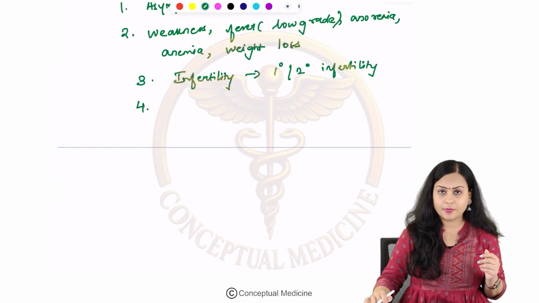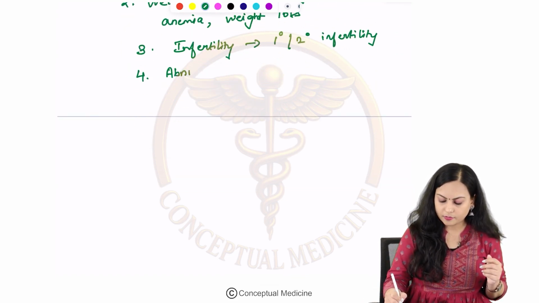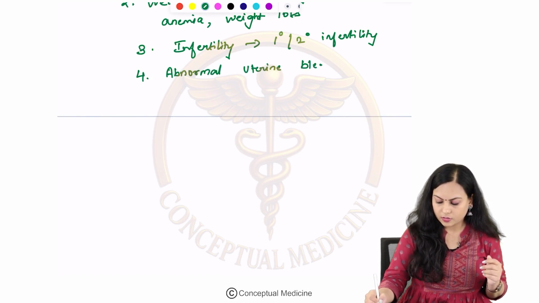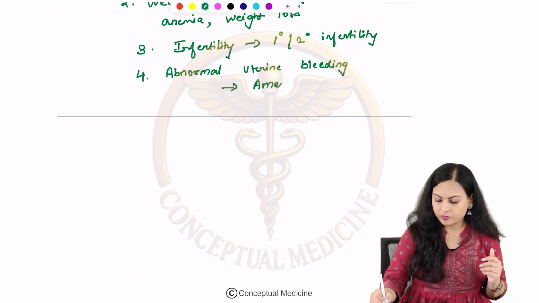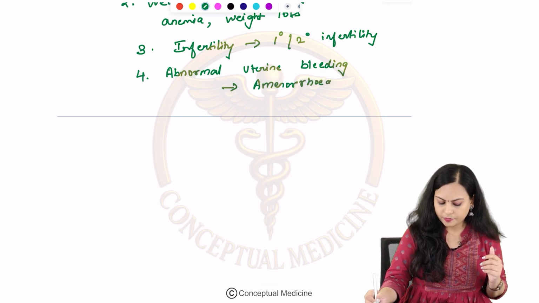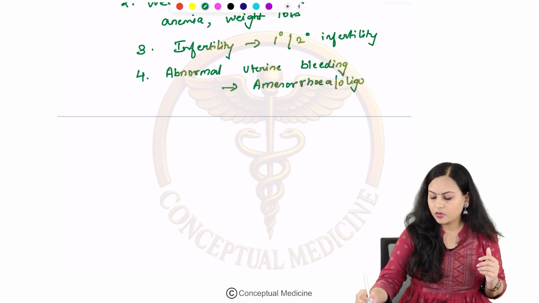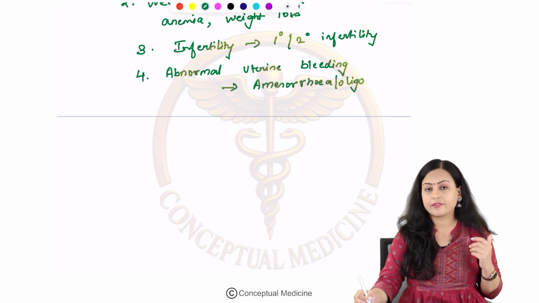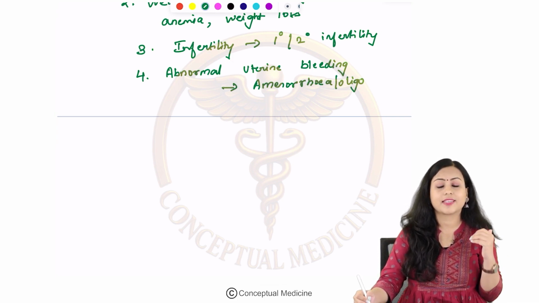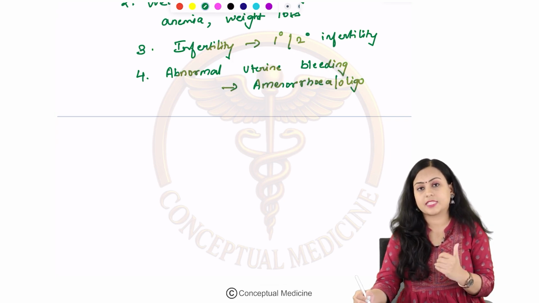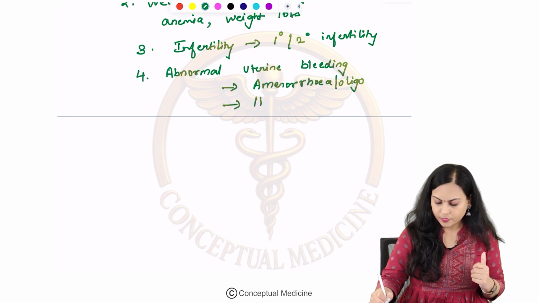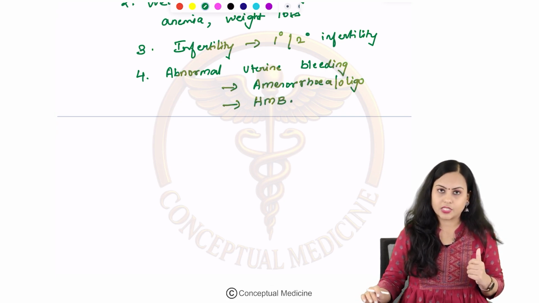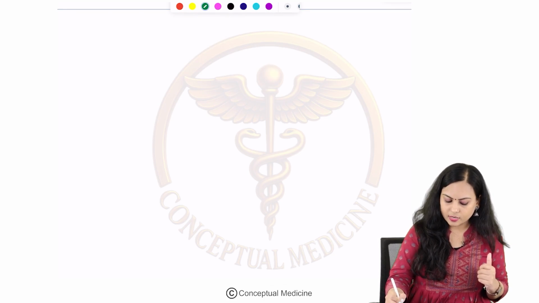And they can even present with abnormal uterine bleeding, there can be amenorrhea or oligomenorrhea, because already we have seen there can be Asherman syndrome, synechiae formation. In that, the most common presenting complaint is amenorrhea or hypomenorrhea, right? Then there can be heavy menstrual bleeding as well. Clear? Right.